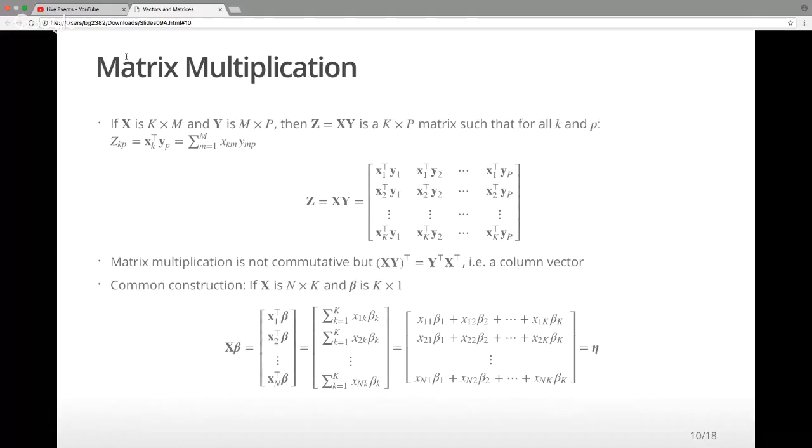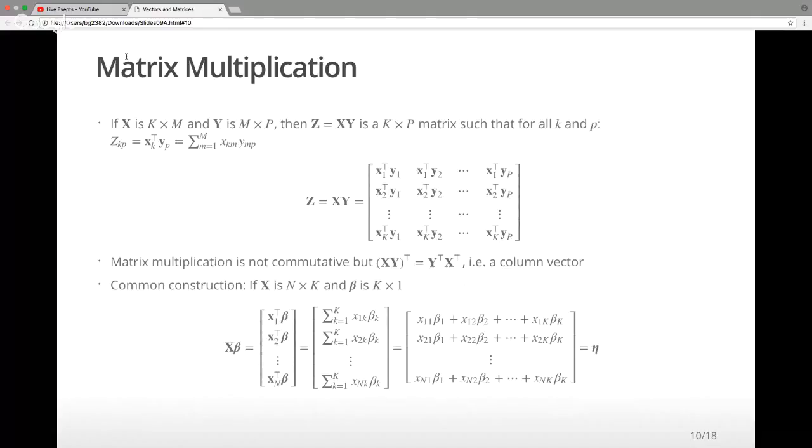So one of the very common constructions we see with matrix multiplication is if you have an n by k so-called design matrix of predictors denoted x, and you have a k by 1 matrix, i.e. a column vector. So a matrix with only one column is basically a column vector, although it's more efficient in Stan to specifically say it's a vector rather than a k-by-1 matrix.